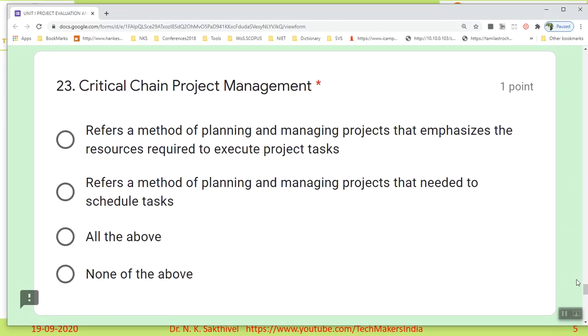And the 23rd, critical chain project management, what is that? It refers to a method of planning and managing projects that emphasizes the resources required. What are the resources required to execute the project? It refers to the method of planning, managing that needed to schedule the task, that is also required. So critical chain project management consists of both. So I select the third answer.